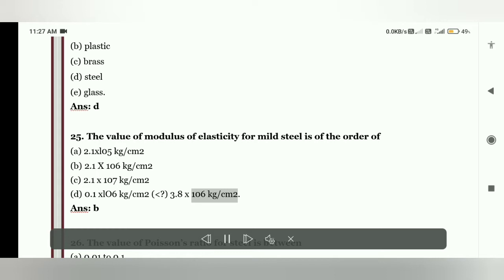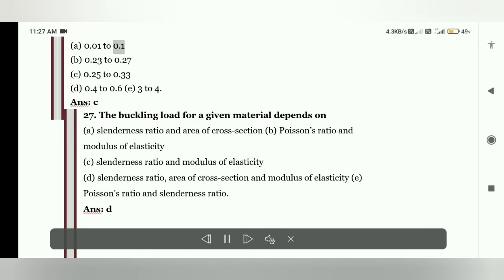3.8 × 10^6 kg/cm². Answer B. 26. The value of Poisson's ratio for steel is between A. 0.01 to 0.1, B. 0.23 to 0.27, C. 0.25 to 0.33, D. 0.4 to 0.6, E. 3 to 4. Answer C.